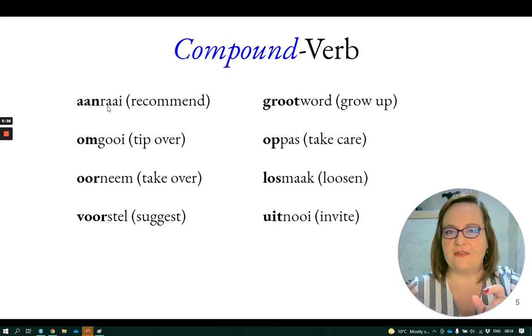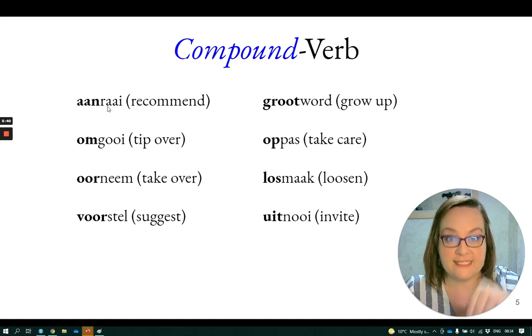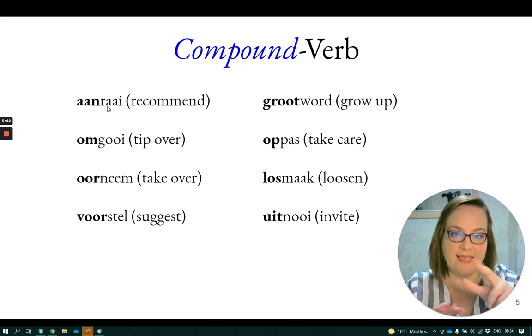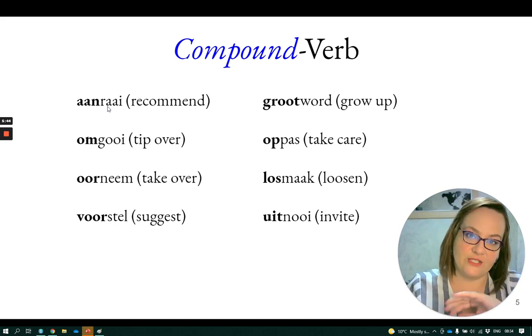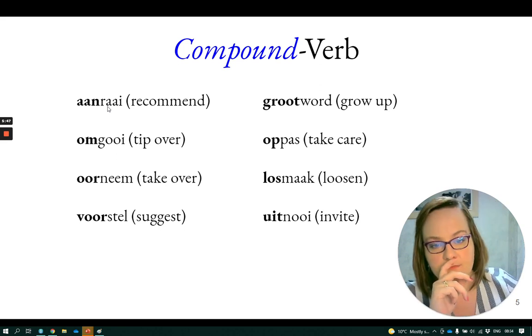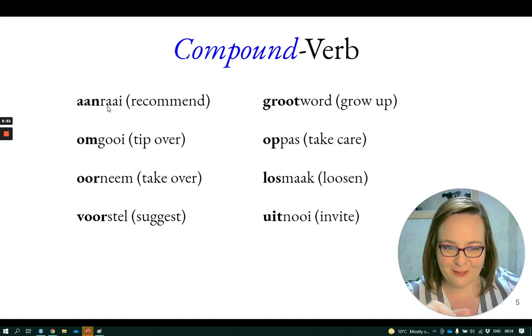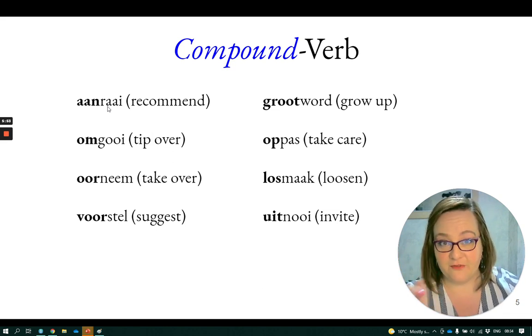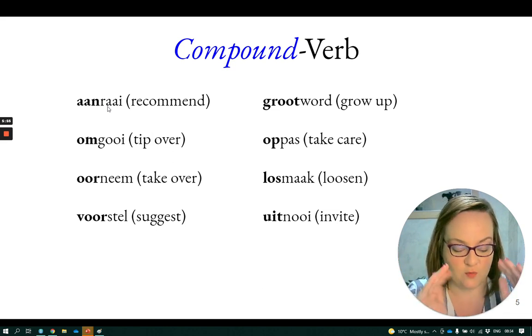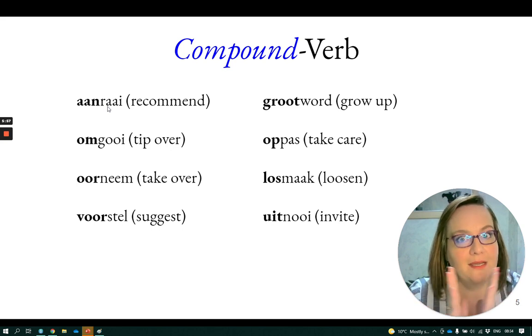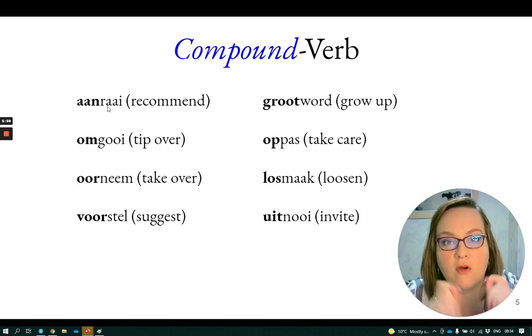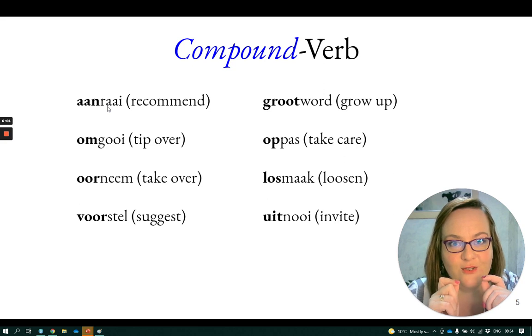It's almost like a funny thing that Afrikaans does. We've got the verb here in the second place. Anything else goes to the end. It just throws it to the end. So you should be able to recognize compound verbs: there's a preposition before the verb and it's compounded, it's one word. But unfortunately, not all compound verbs do this.